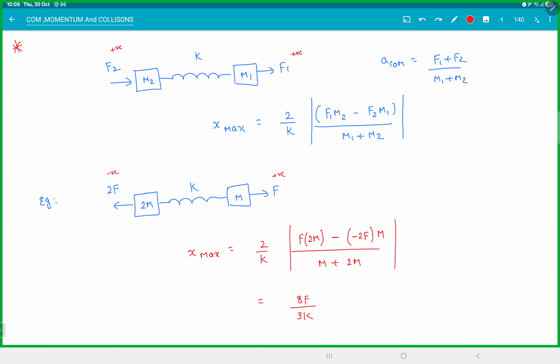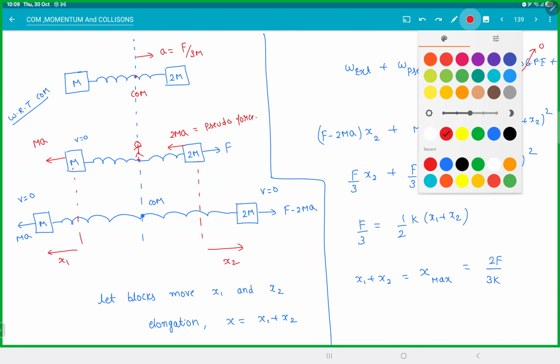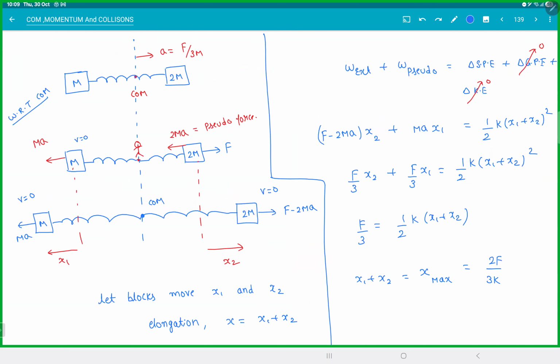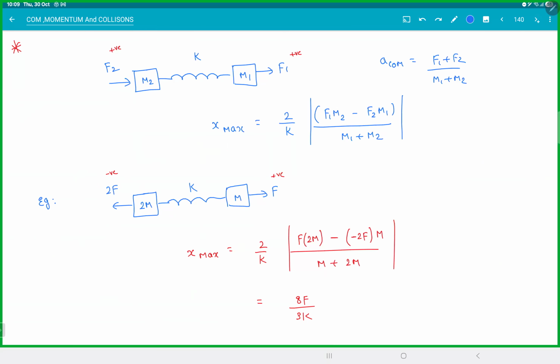Any doubts on this? Like I said, I don't like this. I can derive this in a minute. There's a high chance you will goof up something in the minus, and in the formula everything will go for a toss. Clear? Let's see one more.